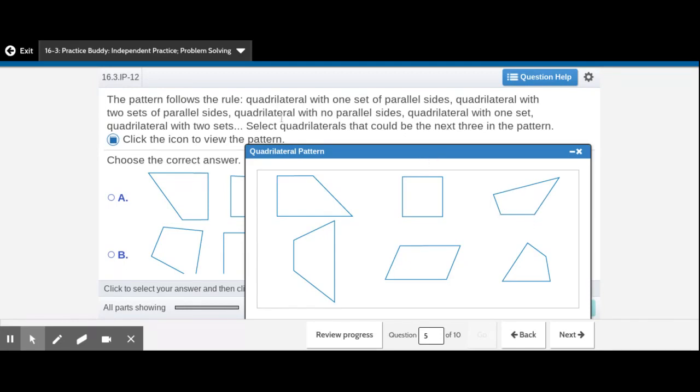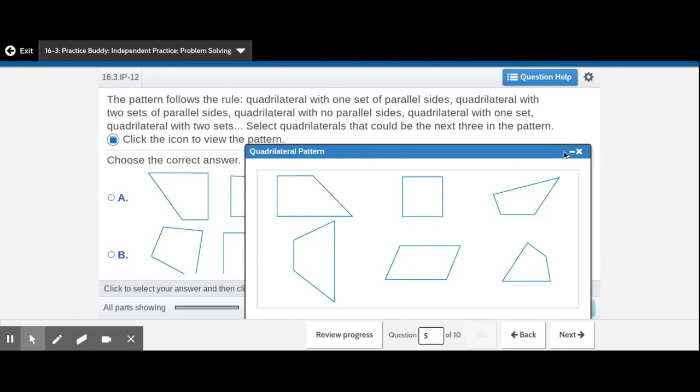Then quadrilateral with one set again, so these two are the ones that are parallel. Then another one with two sets again. Sorry, right here, two sets again. These would be the next one with two sets of parallel sides. And then it's saying select the quadrilaterals that could be the next three in the pattern. So it goes with one set, two sets, no sets. One set, two sets, no sets. Then it goes again for the next three after that. After no sets is one set again, then two sets, and then no sets again.